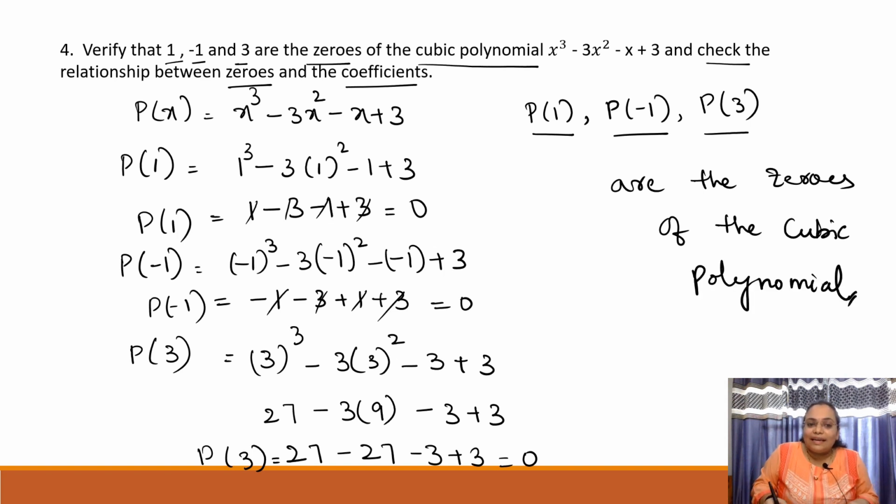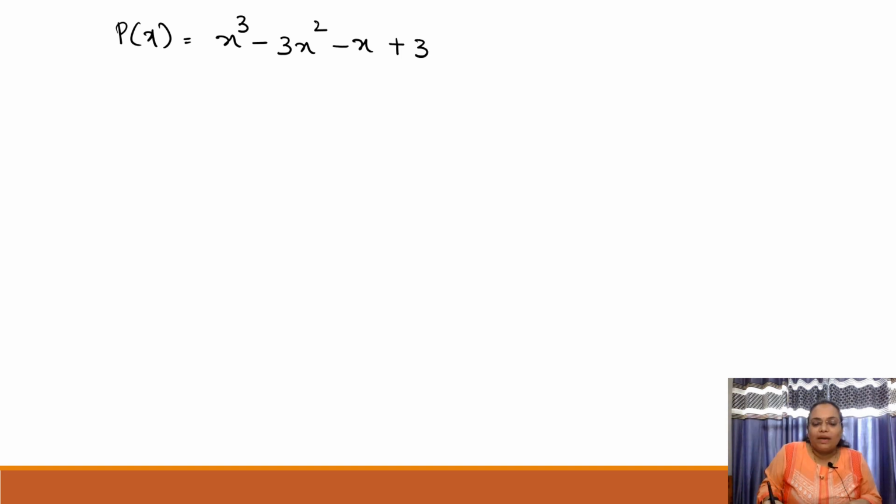Now we will find the relation between the zeros and the coefficients. So what is the polynomial they have given? P of x is equal to x cube minus 3x square minus x plus 3. So this is the cubic polynomial they have given, right? Comparing this with the general form, we get a is equal to 1, b is equal to minus 3, c is equal to minus 1 and d is equal to 3.